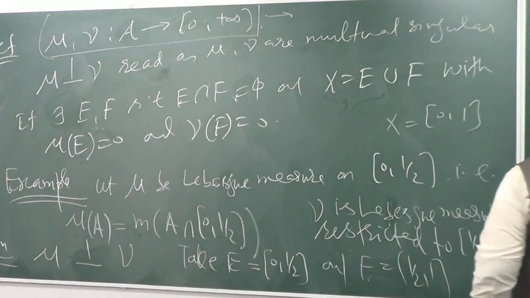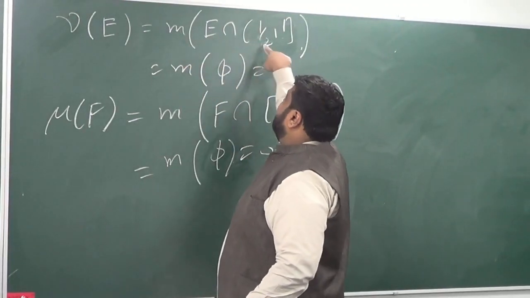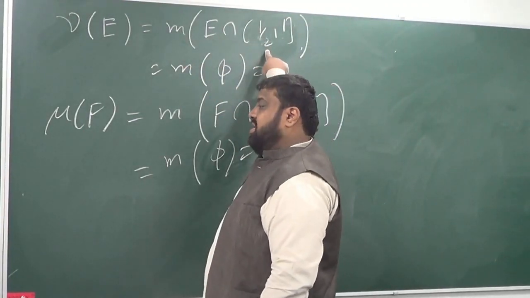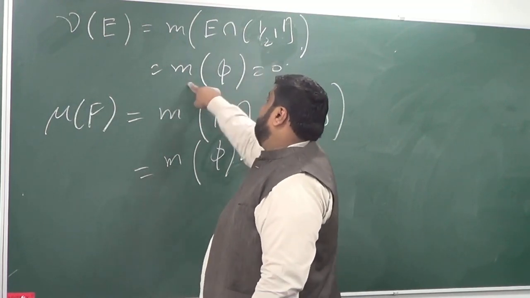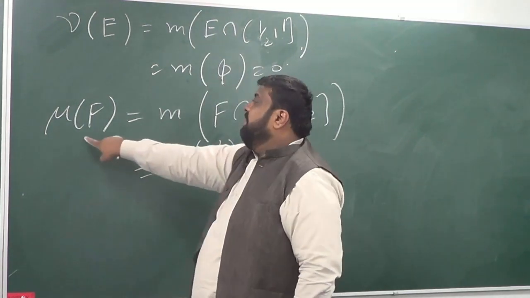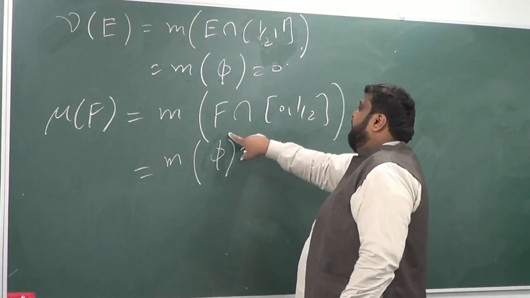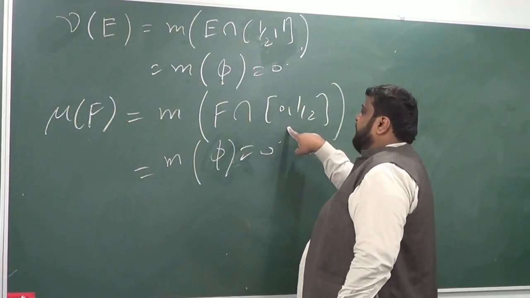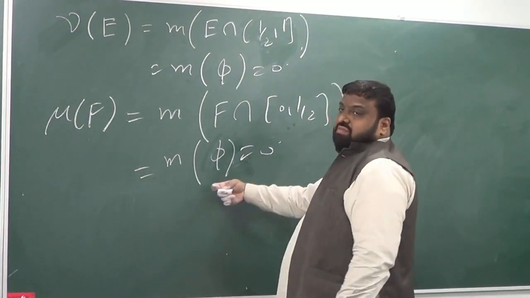Then the measure mu of E is going to be the measure of E intersection 1/2 to 1. E is 0 to 1/2 and this is 1/2 to 1, so this must be the empty set, so this must have 0 measure. And similarly, mu of F is F intersection 0 to 1/2, and F is 1/2 to 1 and the other is 0 to 1/2, and it's again empty.